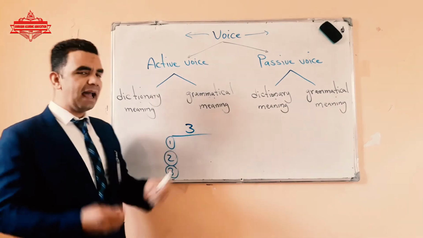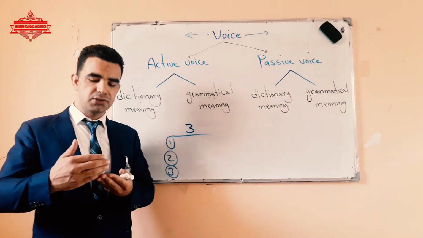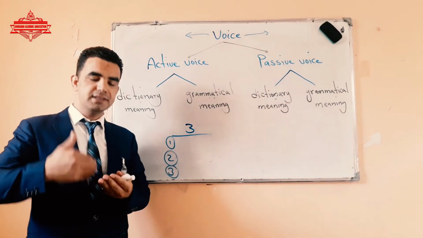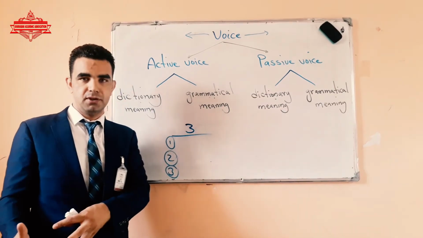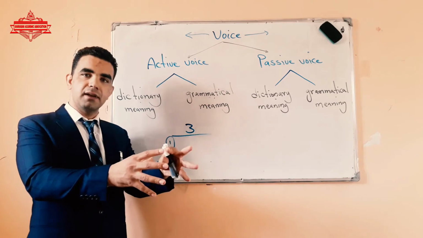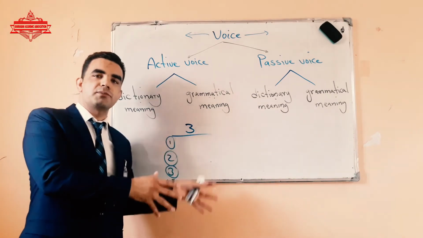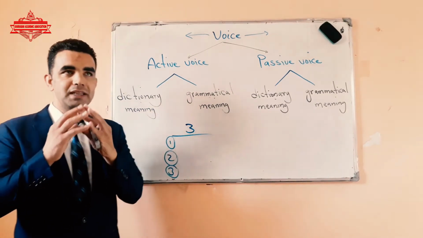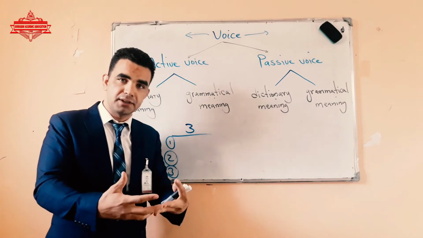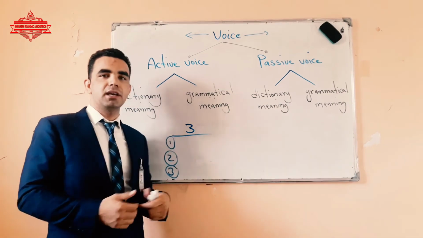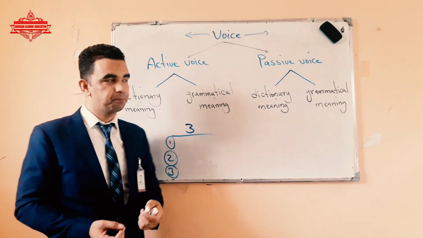We say active voice is the form of a verb, or it is a voice when the doer of an action should be the subject of the sentence. Whenever the person or the thing which acts as the doer of the sentence is at the beginning of the sentence, we can call it active voice.